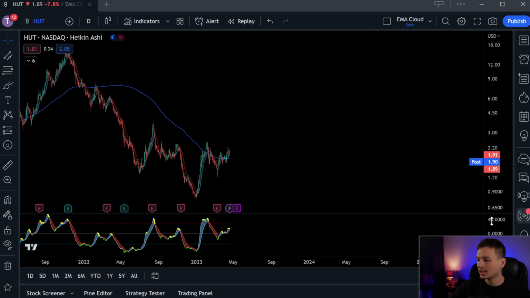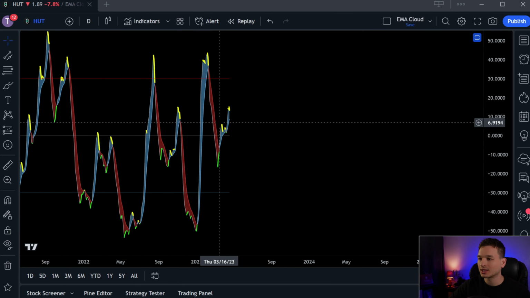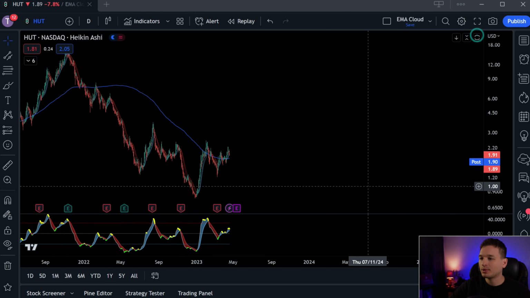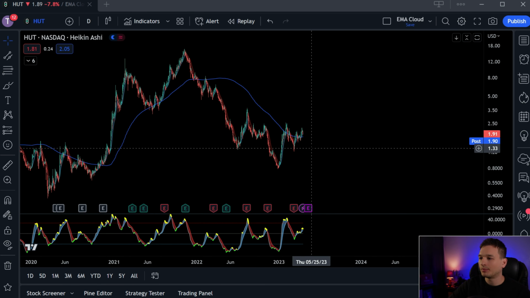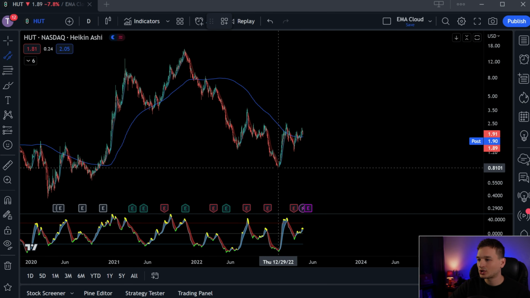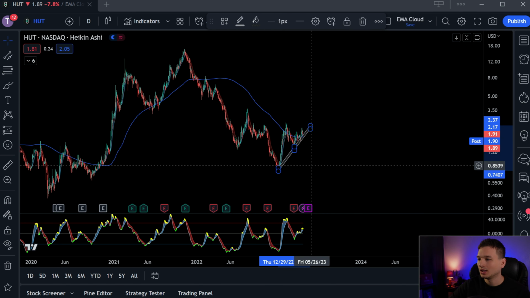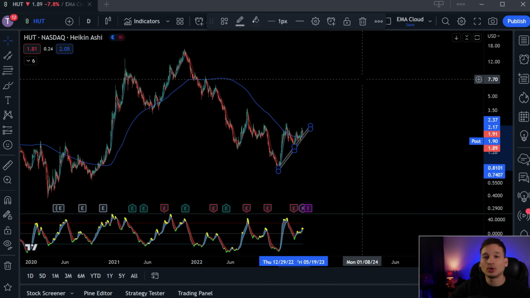As far as the TSI, though, if we just bring that up a little bit, we are in no man's land a little bit. We could go up, we could go down. It's not necessarily overbought or oversold. Would I play HUT right now? No, I wouldn't necessarily. You could see a little bit of a trend right here if we just bring that up a little bit. But I don't know. I don't really see anything too crazy to get into.